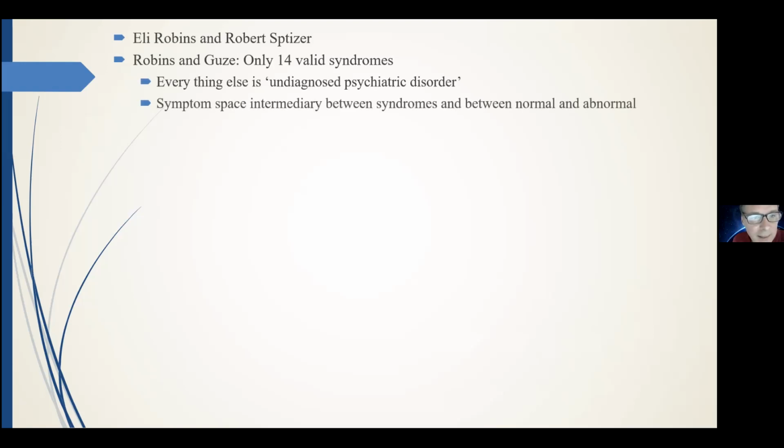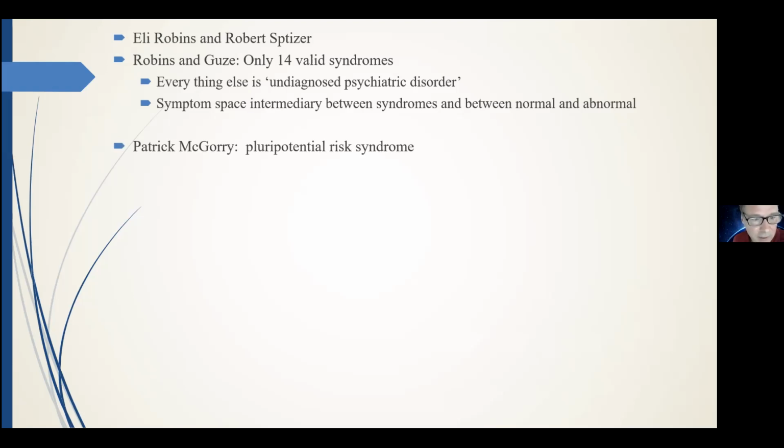And what they mean is there's a symptom space that's intermediary between syndromes and between normal and abnormal. It's probably a lot of the symptom space, and all you can do is say it's psychiatric. There's a disorder there, but we can't specify it any further. So it's a non-specific psychiatric disorder, in my terms. So let's talk about this in terms of some current thinking in psychiatry.